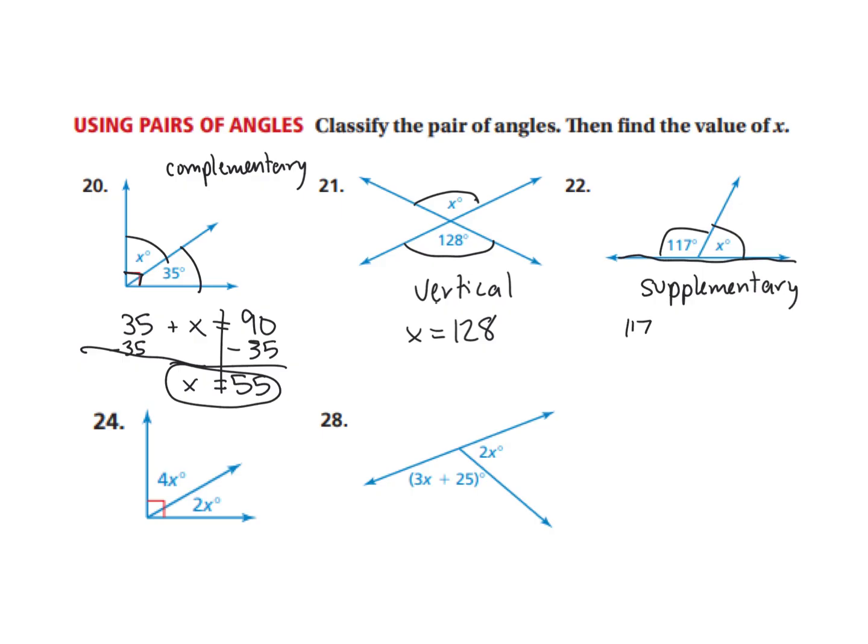So for this time, I'm going to do 117 plus x equals 180. All I got to do to solve for x is subtract by 117. And I get x is equal to, got to borrow here, 3, 6, and that's it. So x is equal to 63.